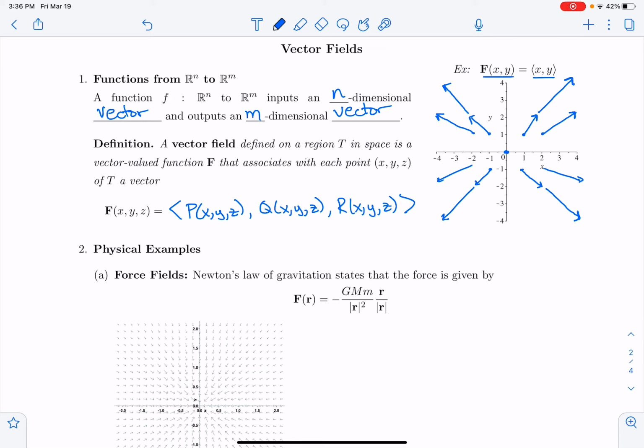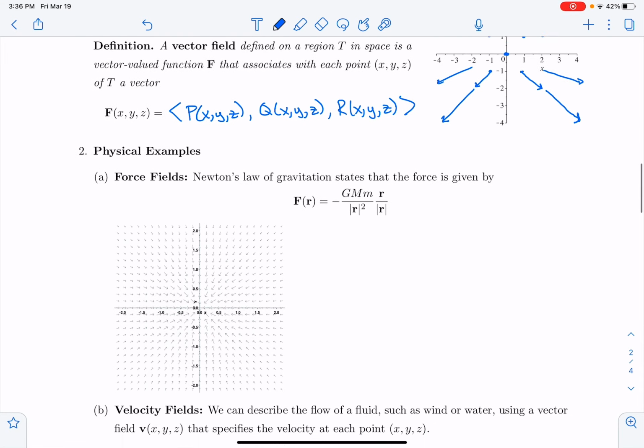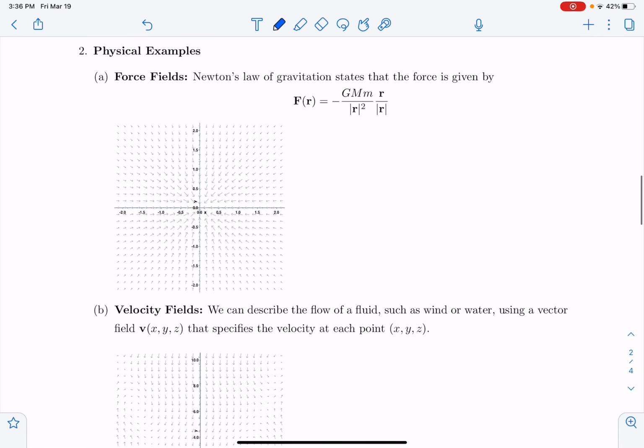Let's look at some physical examples of this. So I want to look at one physical example as being Newton's law of gravitation. Newton's law of gravitation states that the force of gravity between two objects is going to be equal to the constant G times the mass of one object times the mass of the other object divided by the magnitude of the distance between them squared, and then multiplied by the unit vector r over absolute value of r.